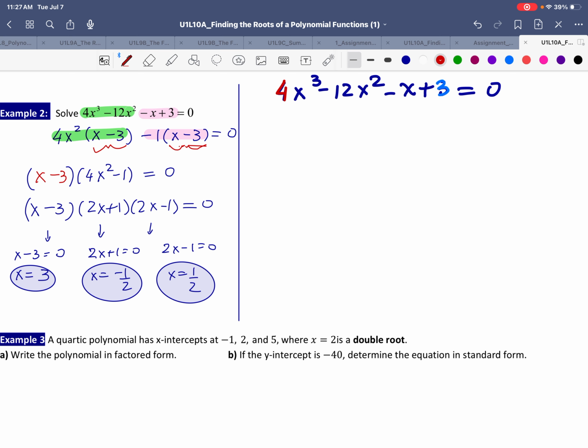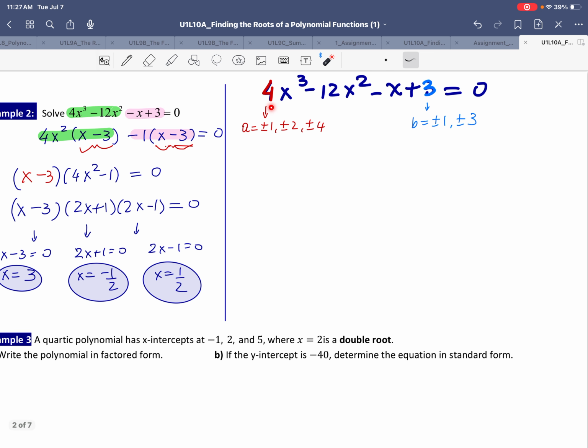So the leading coefficient will give us the possible values of a, which are plus minus 1, plus minus 2, and plus minus 4. The constant term will give us the possible values of b, plus minus 1 and plus minus 3. So we are interested in b over a because we notice that a here is different than 0, which makes us think that our factors will be in the form ax minus b. So we have to figure out the values of b over a. This is the rational zero theorem.